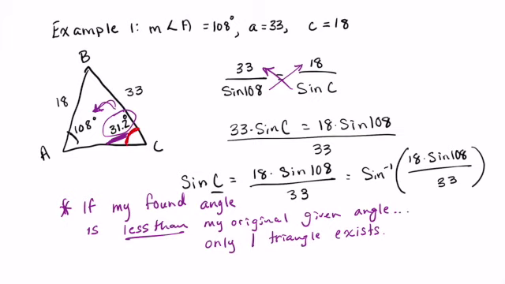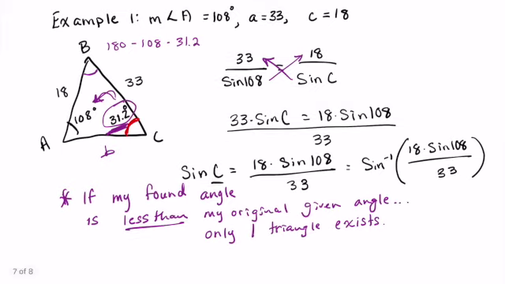I can then solve for angle B by doing 180 minus 108 minus 31.2. That'll give me the measurement of angle B, and we could solve for side B, depending on what the question asks. So that's the ambiguous case there, or checking for the ambiguous case, rather. The ambiguous case is when we wind up with two triangles, which we will see in just a few minutes. So that's example one. I'm good to go. That's it, solving for the side.